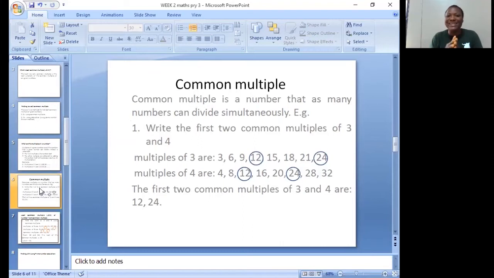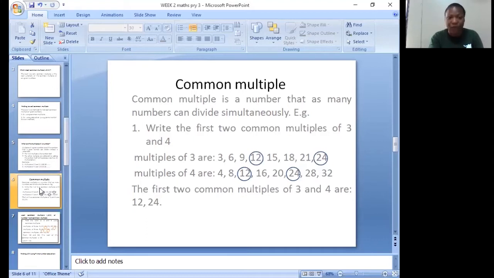A common multiple is a number that as many numbers can divide simultaneously. We say multiples are the numbers that can divide as many numbers or any given numbers. Now, a common multiple is a number that as many numbers can divide simultaneously. Example: write the first 2 common multiples of 3 and 4. We look for multiples of 3.